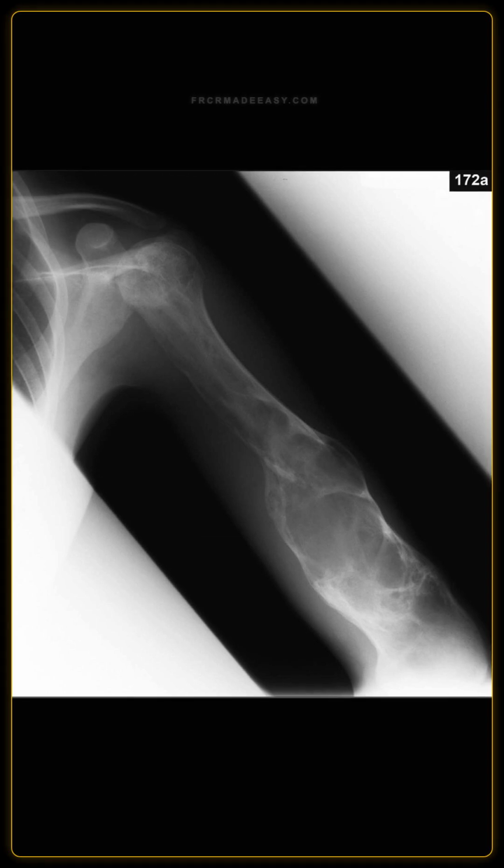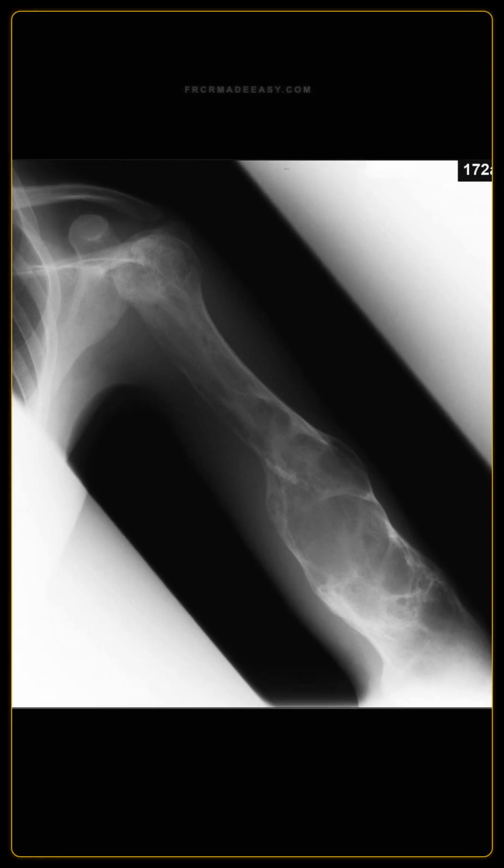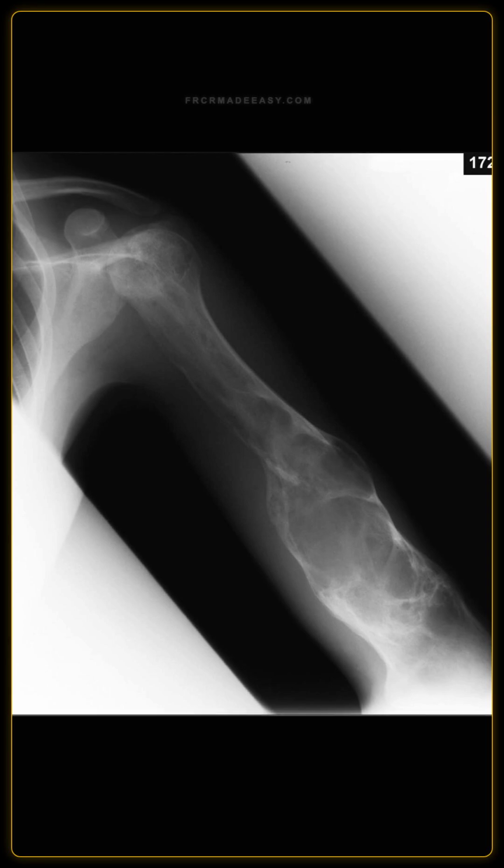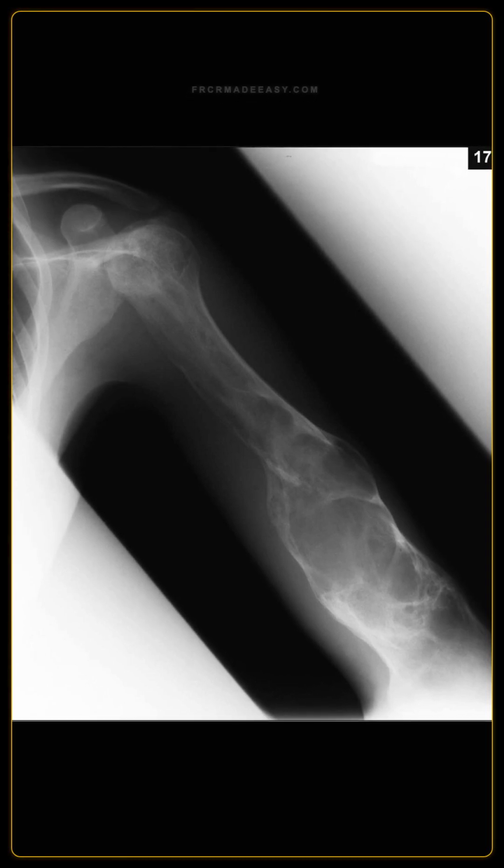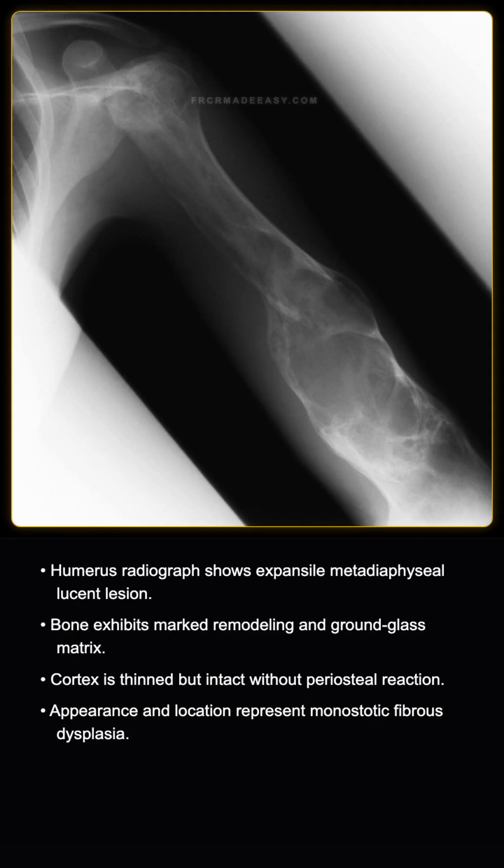A young adult presents after falling onto their arm. I am showing you the radiograph of the humerus. Describe the findings. All right, let's take a look.